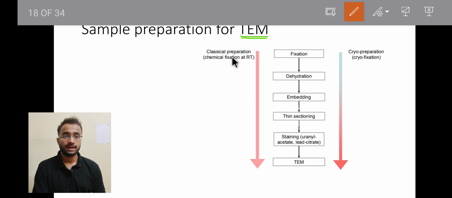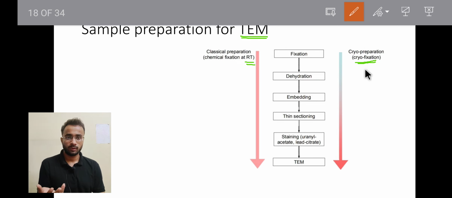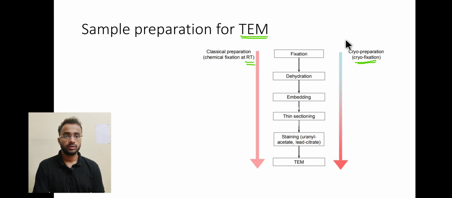We can do all this procedure in two conditions. First one is classical preparation, which is done at room temperature, RT. The other one is cryo preparation, which occurs at -100 to -200 degrees Celsius, done by using liquid nitrogen. We will study both the procedures. So let's start with the actual topic. First one is fixation.